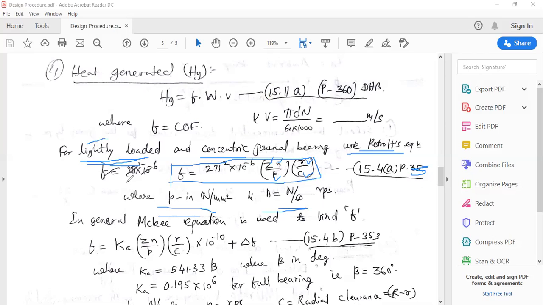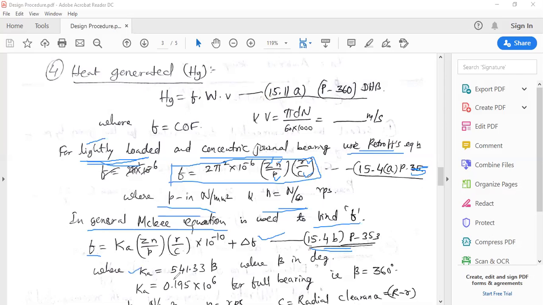Suppose it is not mentioned that the bearing is lightly loaded or to use Petrov's equation. In that case we have to consider the heavily loaded condition and use Mackey's equation to determine the coefficient of friction f. f is given by Ka into Zn by P into R by C into 10 raised to minus 10 plus delta f. This is equation number 15.4b, page number 353, the coefficient of friction by Mackey's equation.